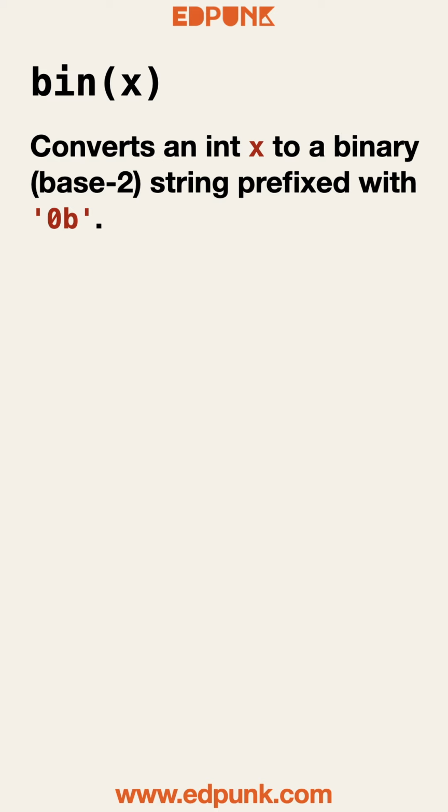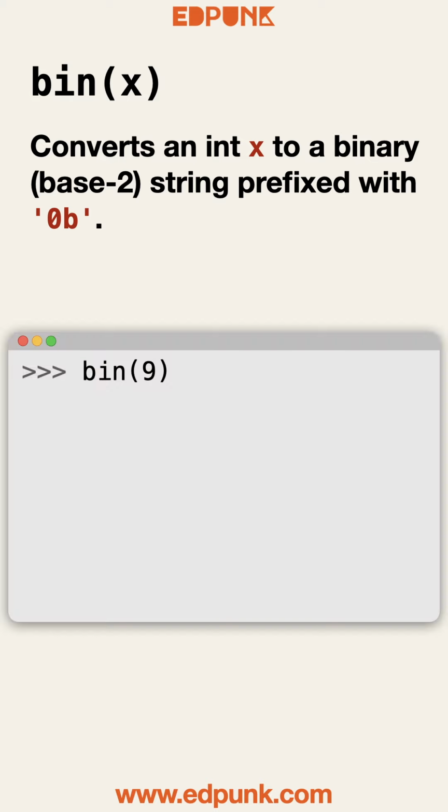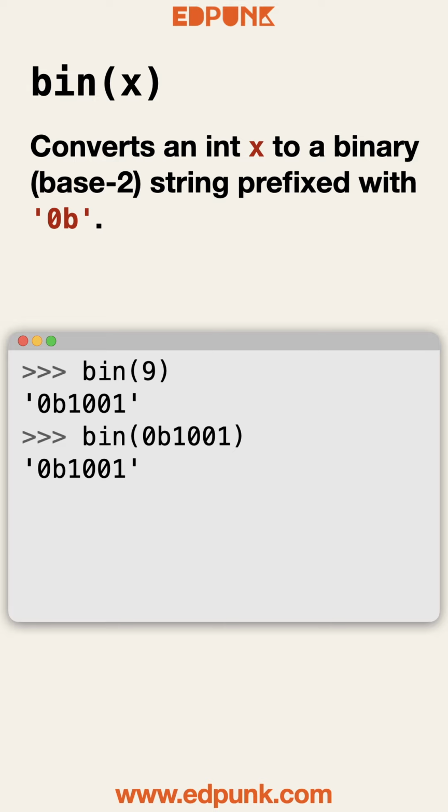The bin function returns the base 2 or binary representation of an integer as a string starting with characters 0 and lowercase b. For example, bin of 9 returns the string 0b1001, which is the binary representation of the base 10 integer 9. Bin of 0b1001 returns the string 0b1001 as the binary representation of a binary number is the same.